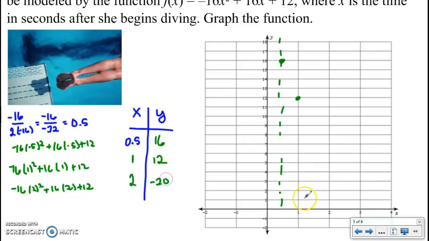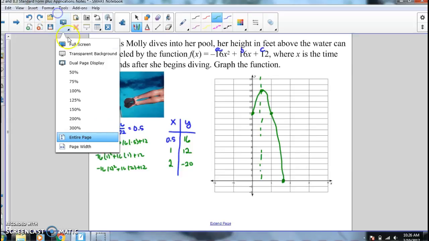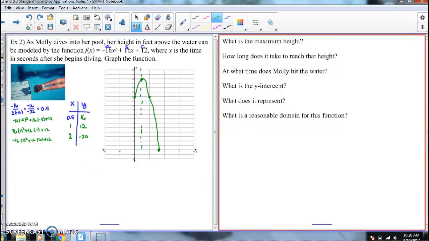Okay, so remember, we can't hit a negative because we're looking at a real life situation. I am going to reflect this to the other side. So I start at 12, go up to 16, back to 12, and then I keep going till I hit the water. Okay, so there's our graph. Okay, so now that we have our graph, let's answer the questions.